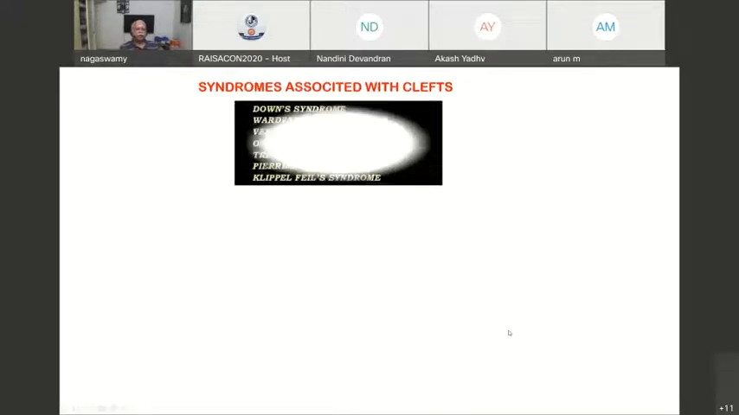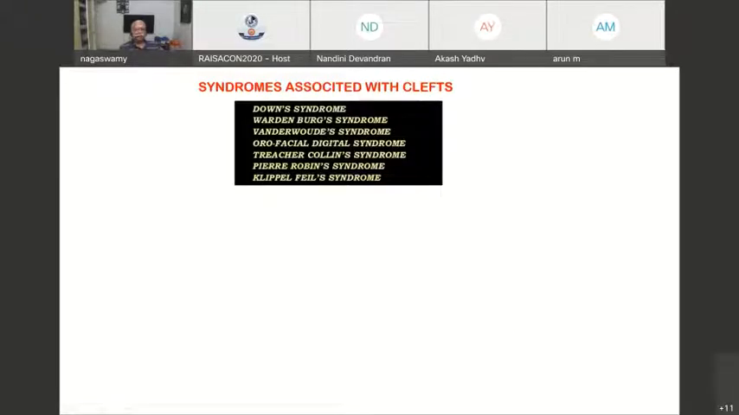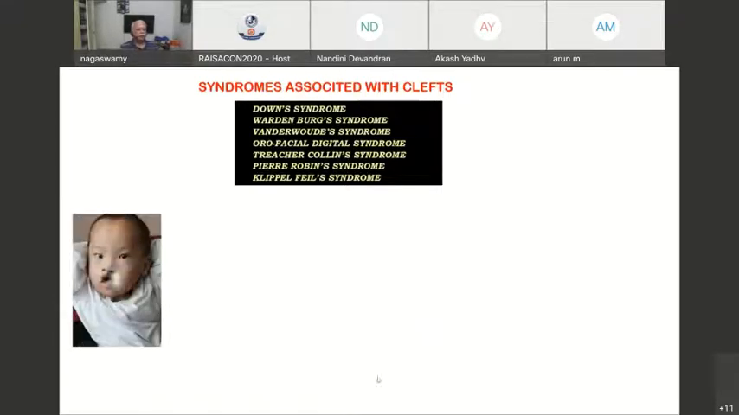Now, what are the syndromes associated with that? We can just check your knowledge of pediatrics. I will show the pictures. If you can name it, you can just unmute and say. Can you identify this baby? What syndrome is it? Look at the facial features.